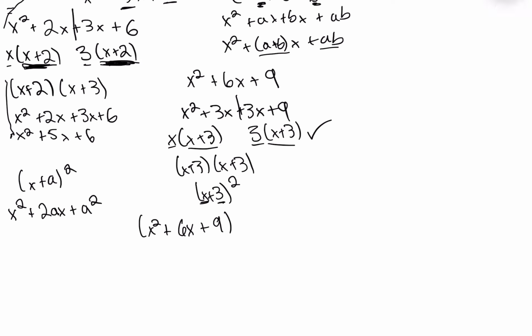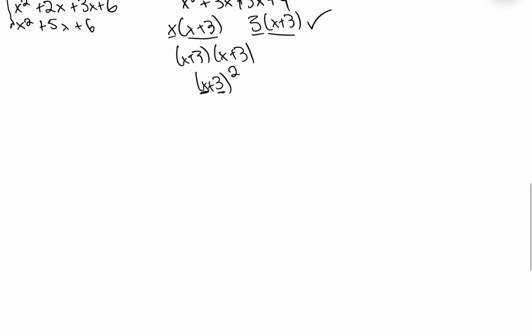I hope you guys got that right. Let's go to something more sneaky. Let's say we have a coefficient in front of our equation. Let's say we have 2x squared plus 7x plus 3. What do we do here?